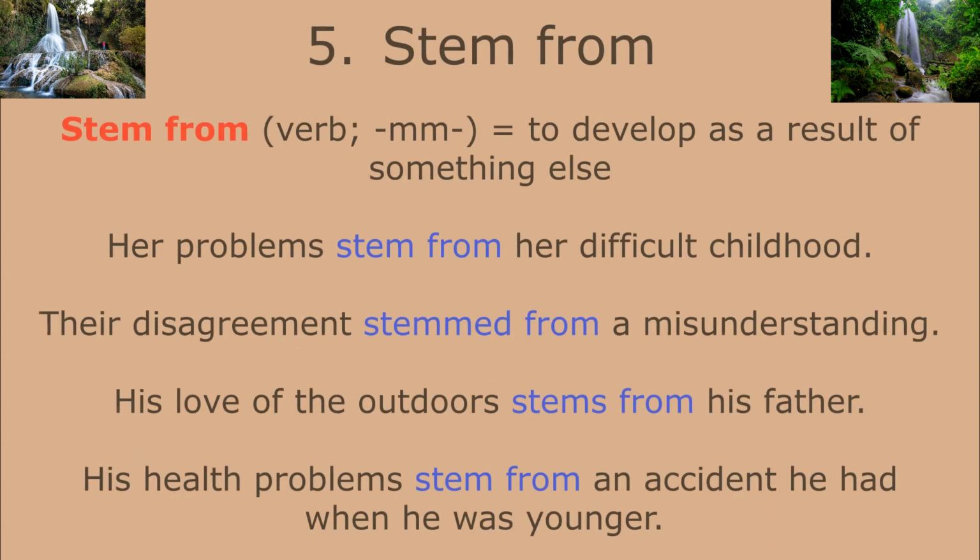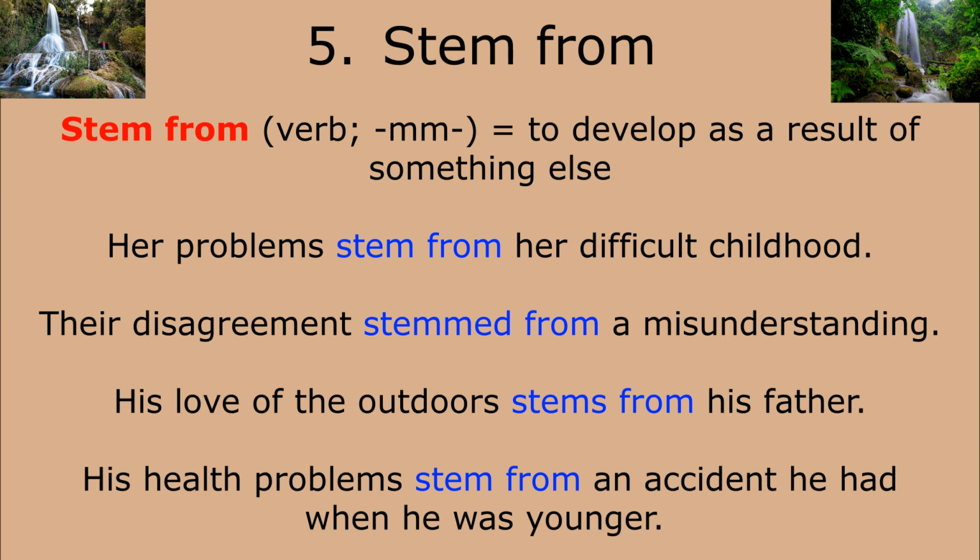The word number 5 is the word to stem from. To stem from means to develop as a result of something else. For example, her problems stem from her difficult childhood. Their disagreement stemmed from a misunderstanding. His love of the outdoors stems from his father. His health problems stem from an accident he had when he was younger.